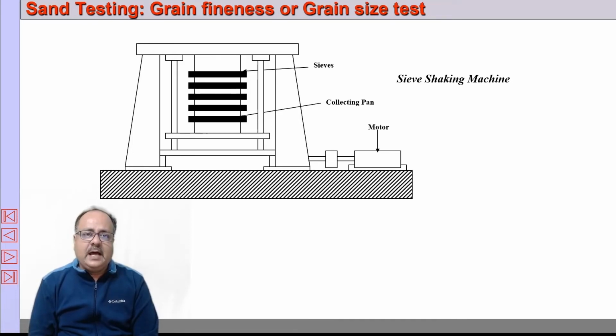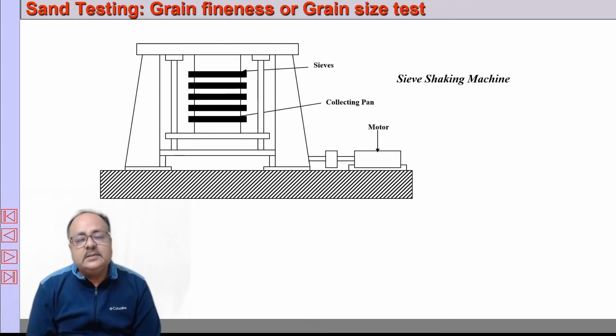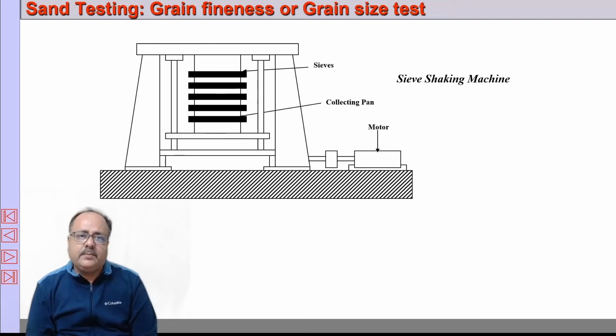Some of the tests are grain fineness test, where we determine the grain fineness number, which indicates how fine the grains are. As you know, finer grains will give better surface finish but lesser permeability, and coarser grain will give better permeability but rough surface. So therefore it is very important for us to determine the fineness of the sand grains that we'll be using for our casting.